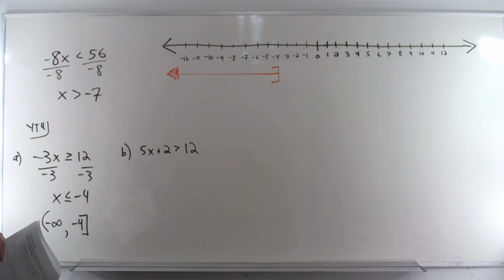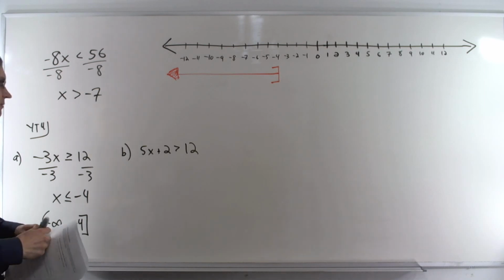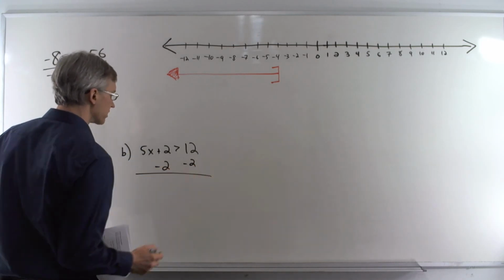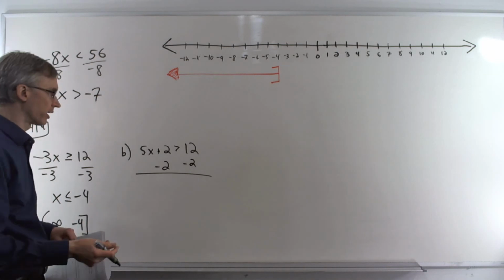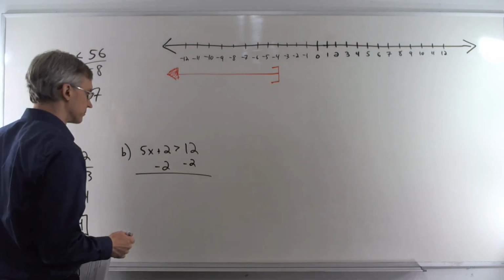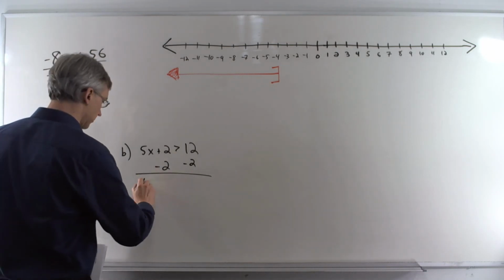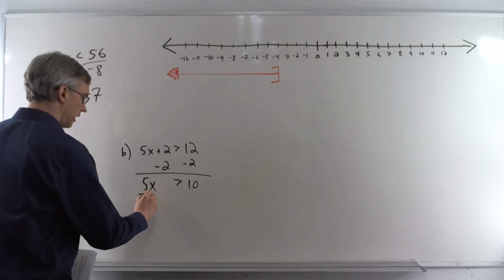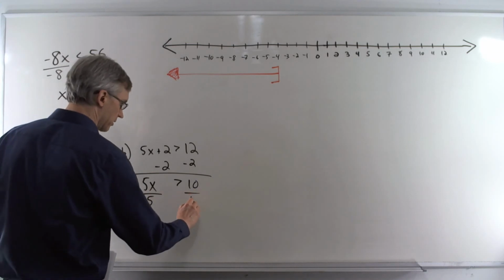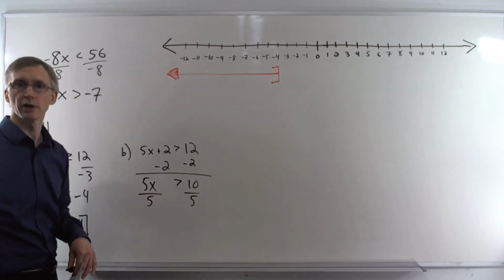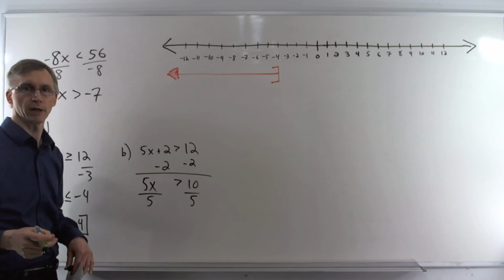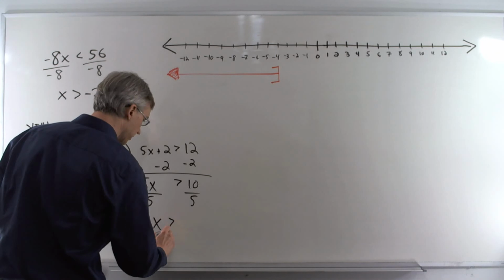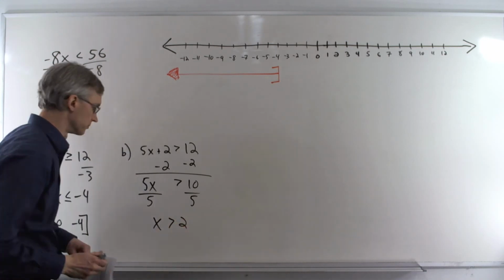Next up, 5x plus 2, strictly greater than 12. So we're going to solve this exact same way we would an equation. Just pretend that's an equal sign. All right, subtracting those out gives us 5x greater than 10. Now we're dividing by a positive number. So we do not switch the direction of the inequality when multiplying or dividing by positive numbers. So this will remain x greater than 2.